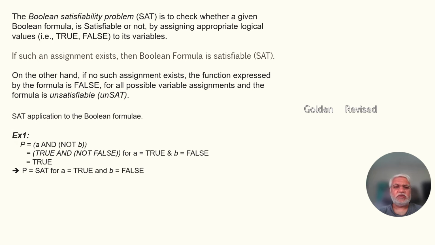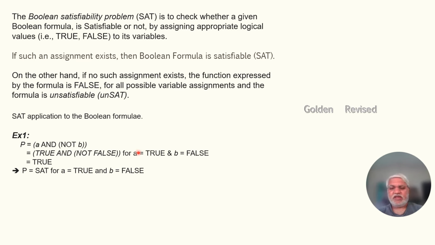So in this example, P equals A and B bar. Okay, so here this is the representation. If we apply A equal to true and B equal to false, then P becomes true and not false. That means true and true, which is true. Since it is true, this expression P equals A B bar is true. So that means P is satisfiable for these variables.